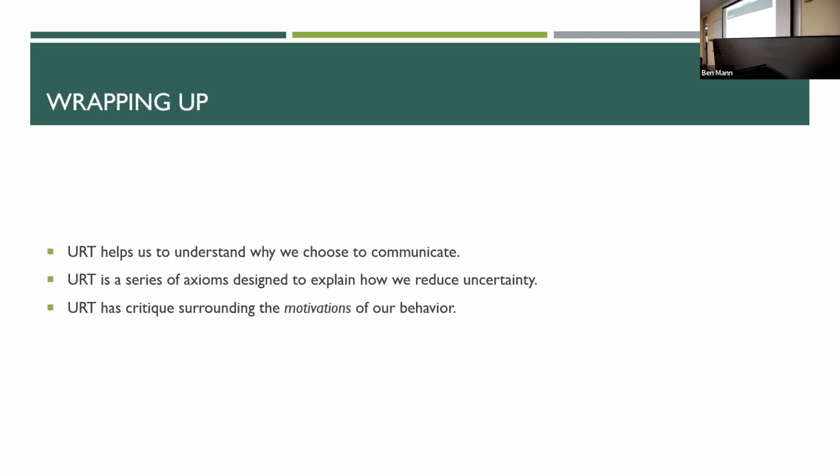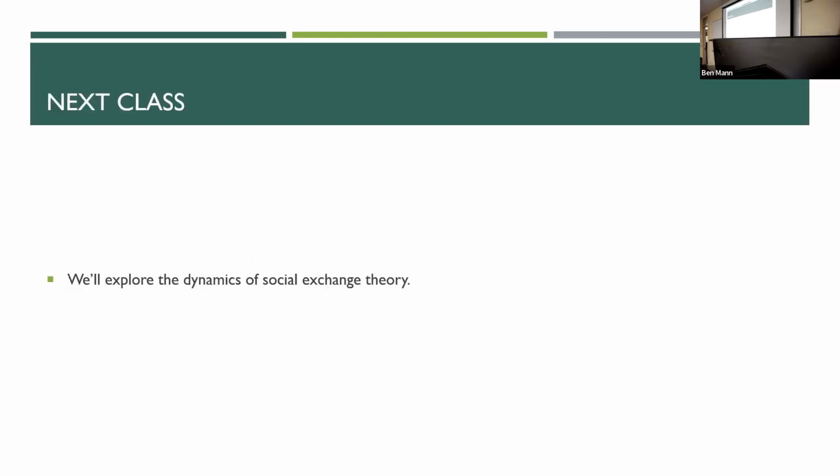We took some time today to talk about how uncertainty helps us understand why we communicate with other people, the various axioms and approaches that we use to reduce uncertainty, and some of the concerns surrounding motivation, right? This theory doesn't get at some of the reasons why we might choose to initiate conversations. Next class, we're looking at social exchange theory. That'll get at some of our social relationships even further.